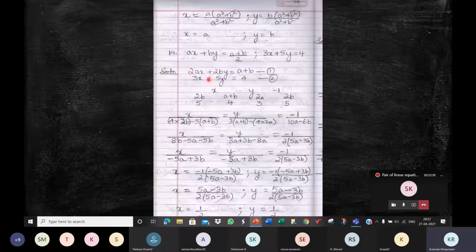So in these two equations, the second equation, the coefficients are completely numerical. But in the first equation, the coefficient of x is 2a, the coefficient of y is 2b, and the constant is a plus b. A and b are only in the numerator. You can still solve such equations. So we've solved them by the cross multiplication method. And you see we're getting numerical values. X is equal to 1 by 2, y is equal to 1 by 2.